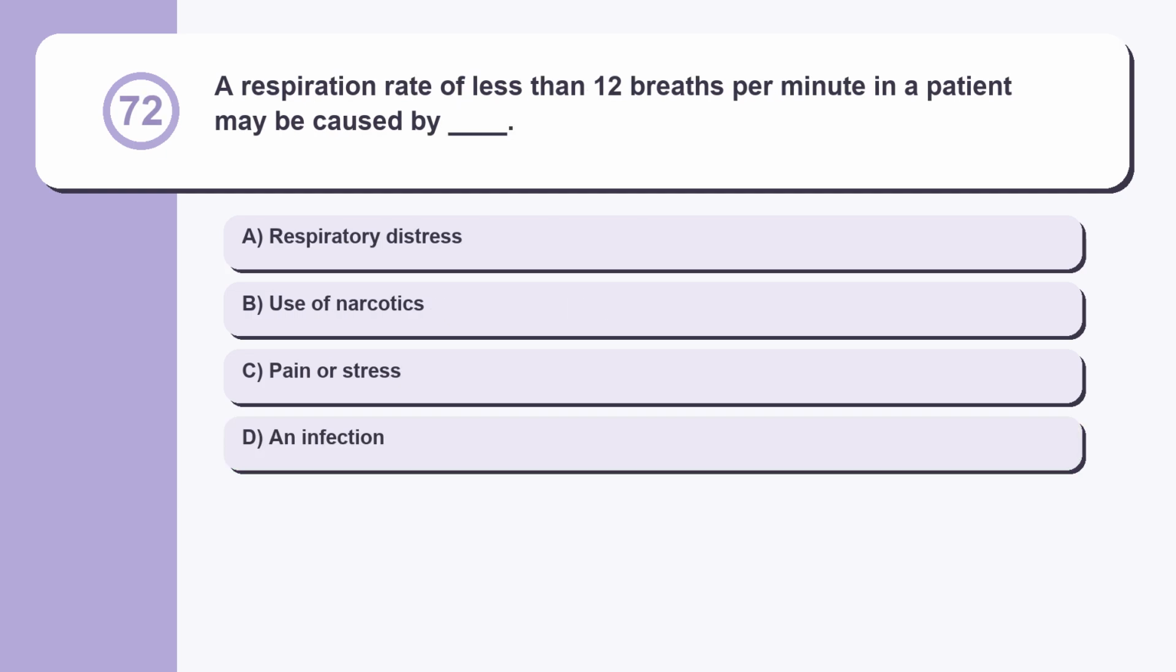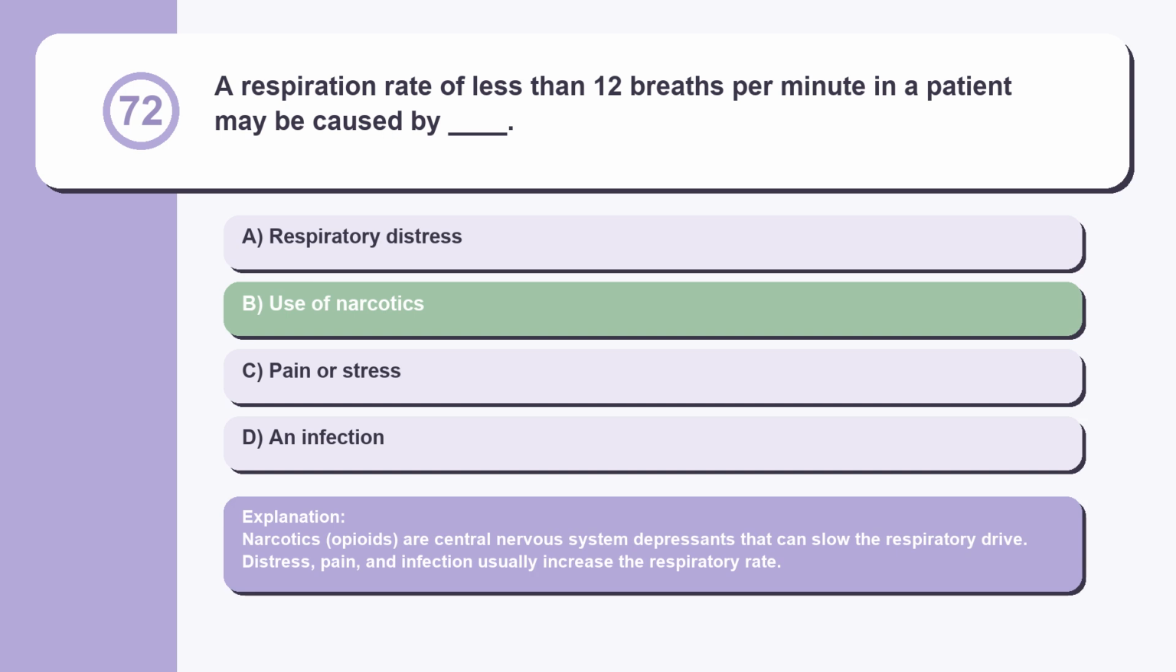Question 72. A respiration rate of less than 12 breaths per minute in a patient may be caused by respiratory distress, use of narcotics, pain or stress, an infection. Narcotics, opioids, are central nervous system depressants that can slow the respiratory drive. Distress, pain, and infection usually increase the respiratory rate.